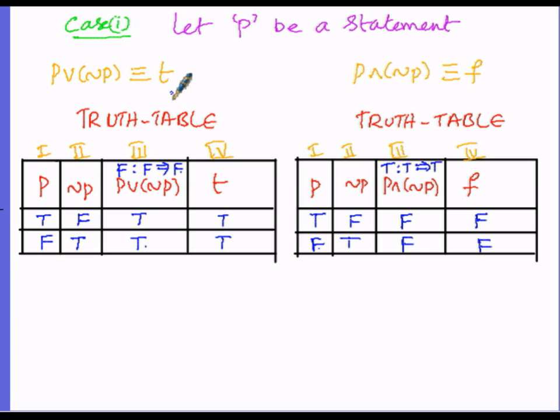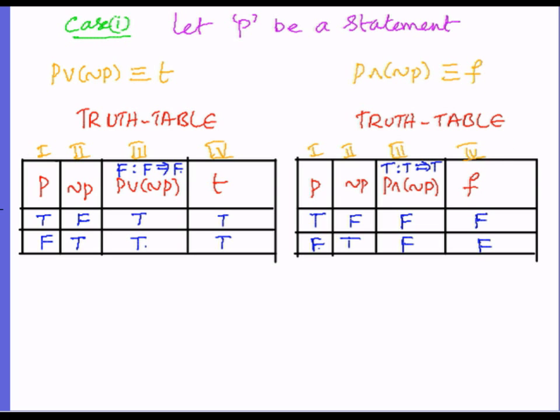Whereas in the second case, P and negation P, the left hand side, is under the third column and F is under the fourth column. We have to observe the truth values of the third and fourth columns. Here F and F are the truth values under the third column and F and F are the truth values of the fourth column. So since the truth values of the third and fourth columns are similar, the third column, that is P and negation P, is identically equal to F, which is under the fourth column.